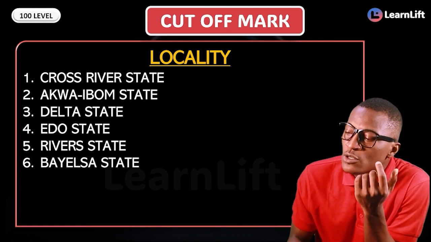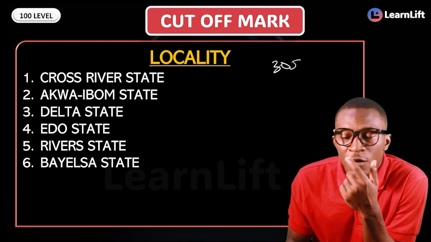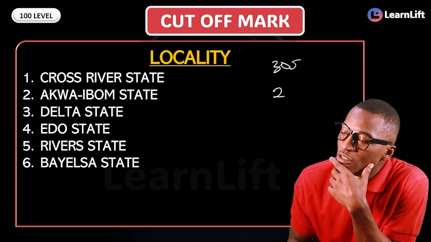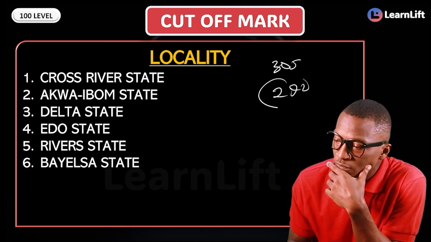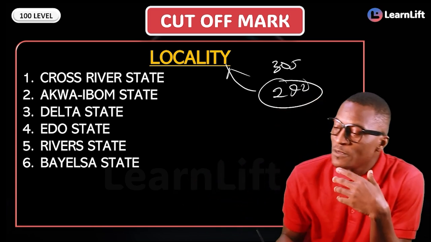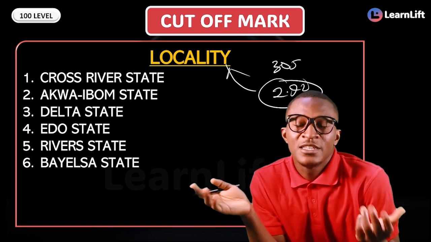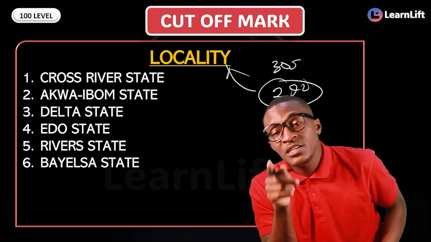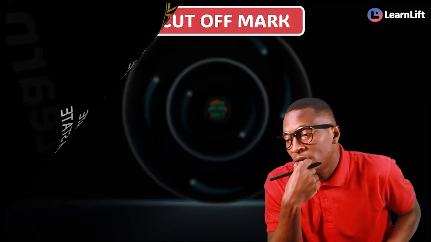So if merit is going to be 305, those in locality can have 292. So if you are in locality, you're safe. Because you missed merit, at least locality is still saving you. But we also have ELDS, that's Educational Led Developmental State.